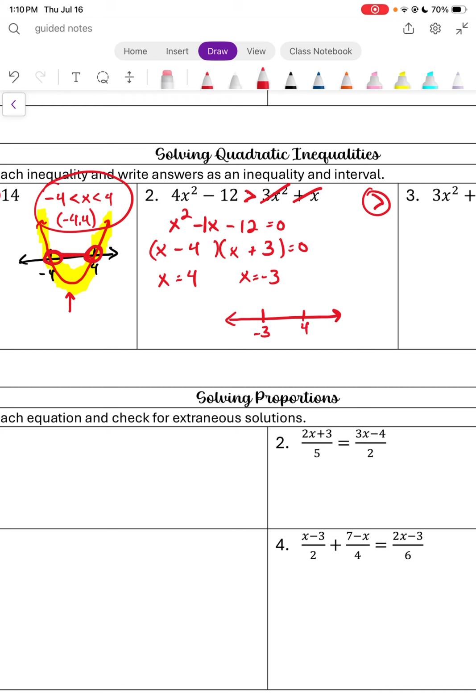Imagine that parabola that I drew a while ago, and think about where it is greater. Greater than means above, so that'd be everywhere from an open circle because of greater than, not or equal to, and it's also above over here. So that shows you where your answers are. Everywhere from, and I'm going to write this one in interval notation, everywhere from -infinity up to -3, or everywhere from 4 to infinity.